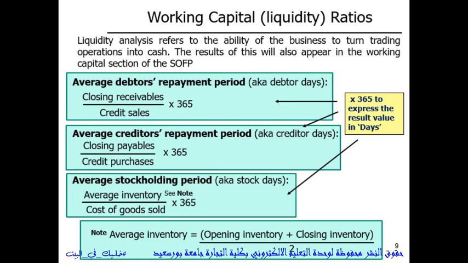The last one, average stock holding period, which is also known as stock days, is equal to average inventory divided by cost of goods sold multiplied by 365. And the average inventory will be equal to opening inventory plus closing inventory divided by 2.